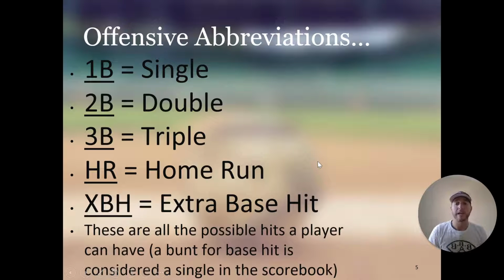These are all the possible hits a player can have. A bunt for a base hit is considered a single in the scorebook. So even though the player did not swing, if they square around and bunt and they beat it out, that's considered a 1B. That is a single.